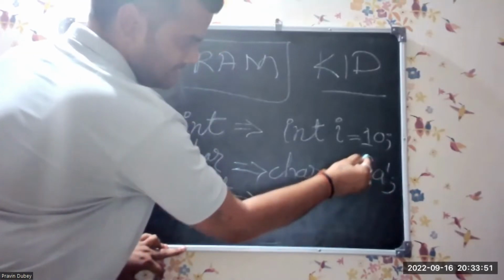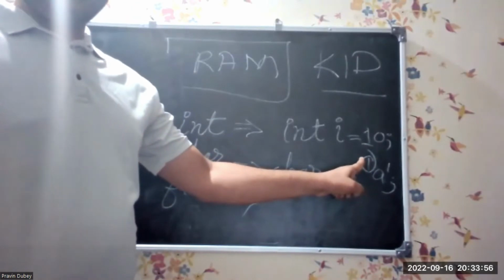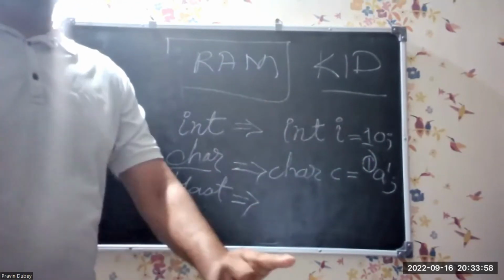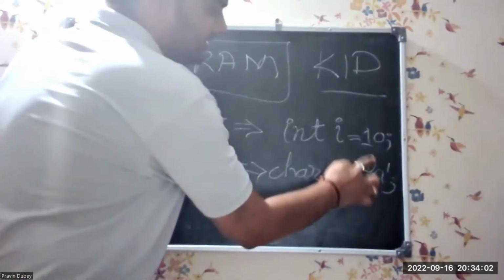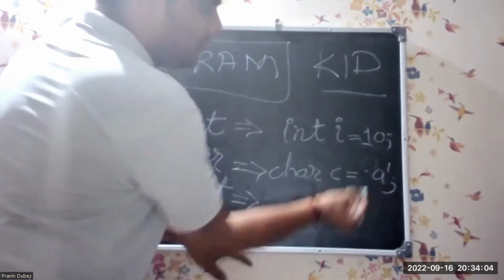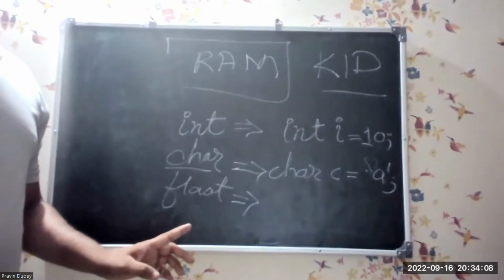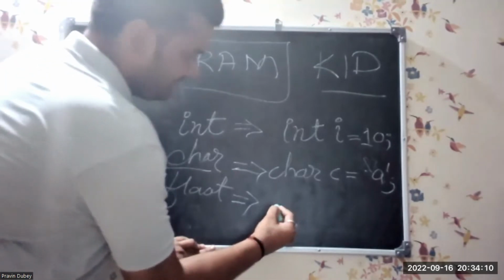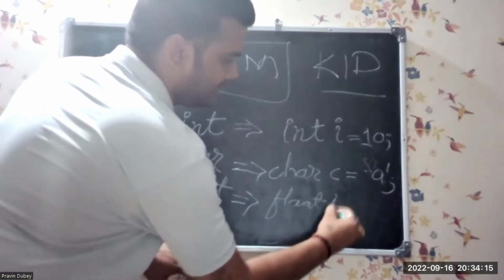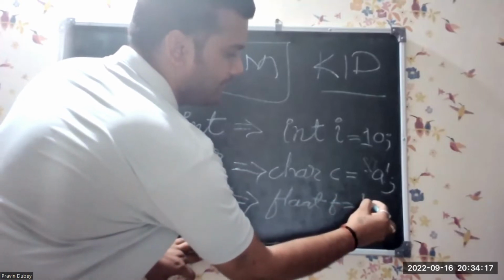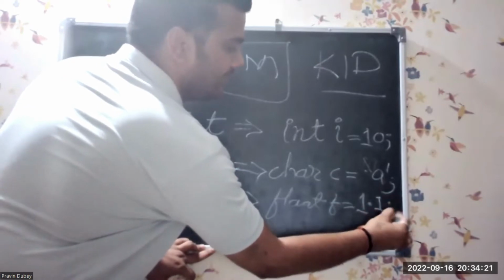Now this right here is a universal rule. This is not related to Java, not related to C Sharp. This is a universal rule that characters should always be in single quote. Okay. And then float would be, let's say, f equals 1.1. Now you see the difference, right?